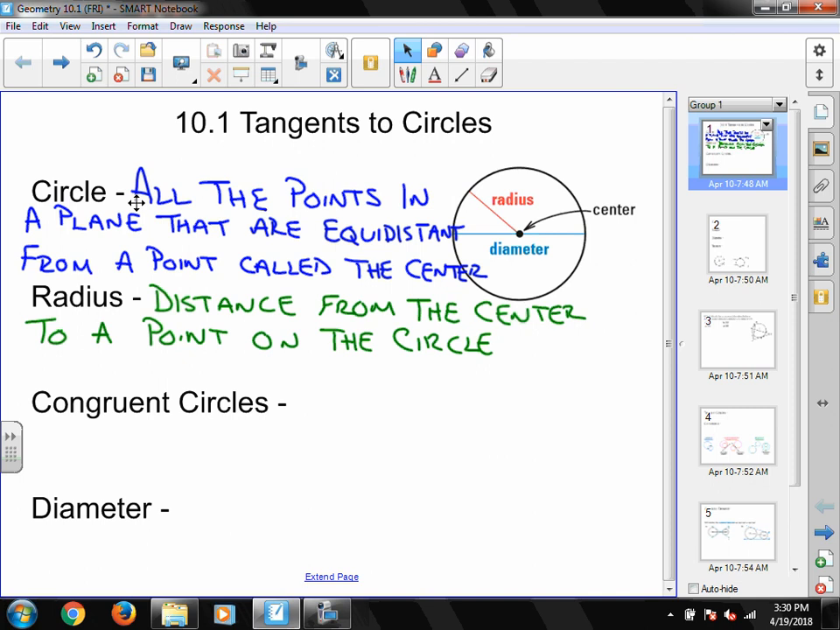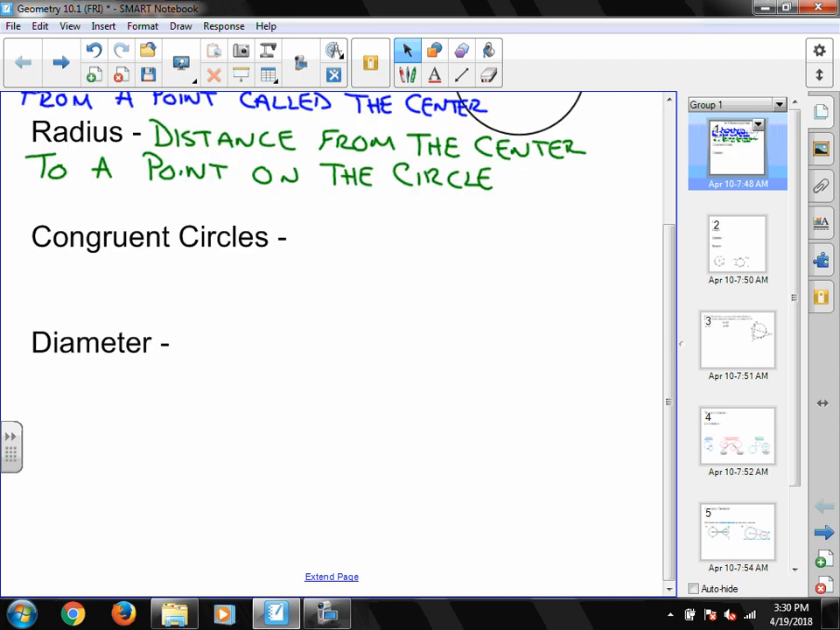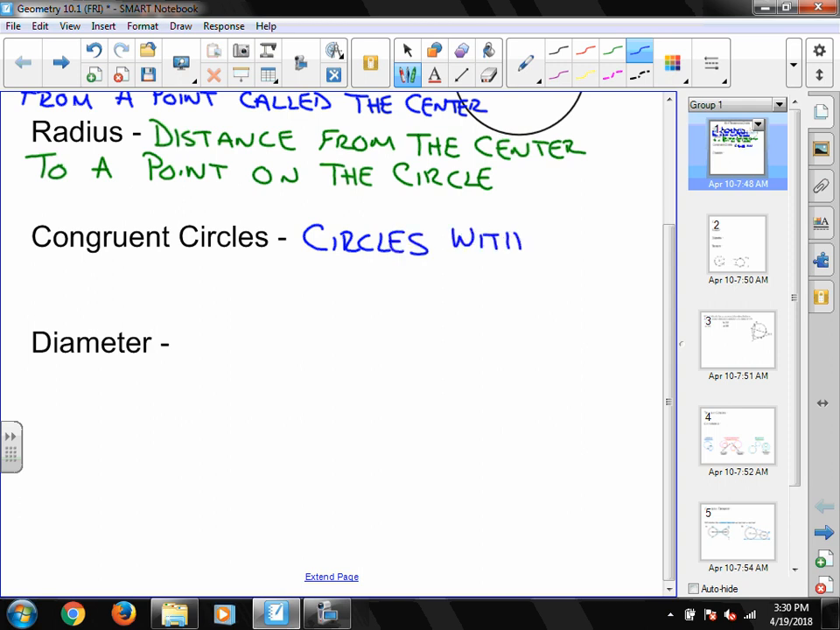Congruent circles. Remember, congruent things are going to be the same size. So to tell if circles are congruent, they're going to be circles with the same radius. So same radius, they're the same size, they're going to be called congruent circles.